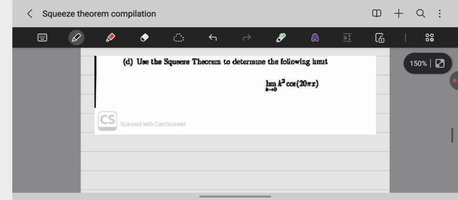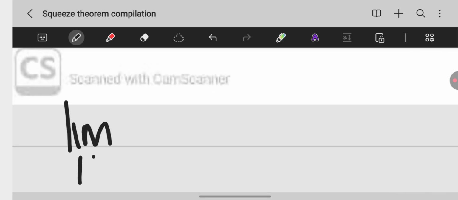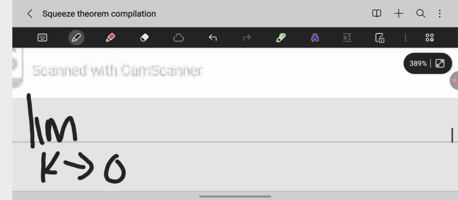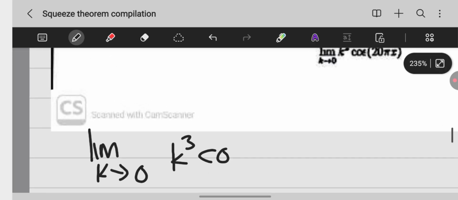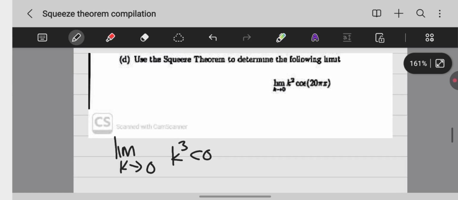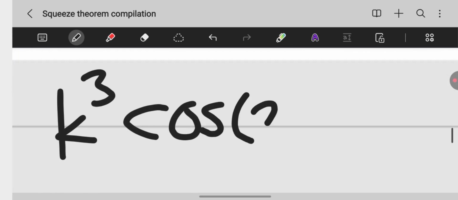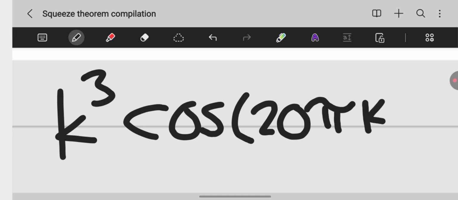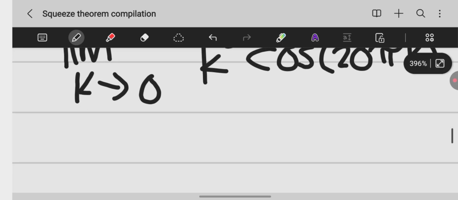D says use squeeze theorem to determine the following limit. So we're given the limit as k approaches 0 of k cubed times cosine 20 pi x. Let's say 20 pi k, not x. Okay, remember to not treat pi as a variable. Pi is a constant. So just remember that. But it wouldn't matter in this case.